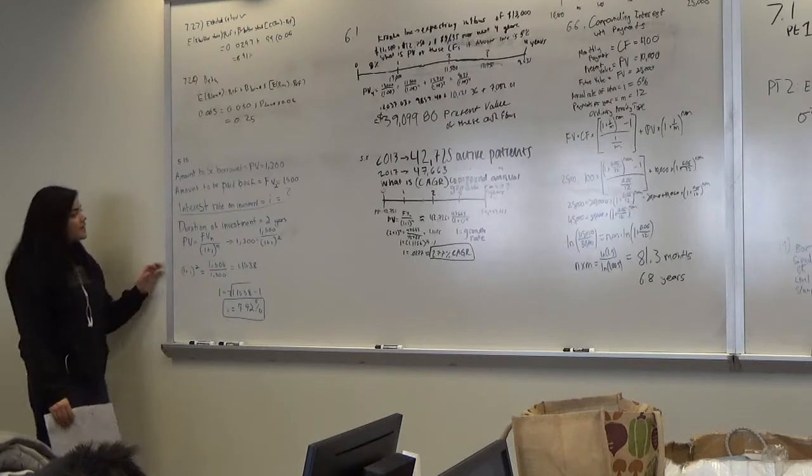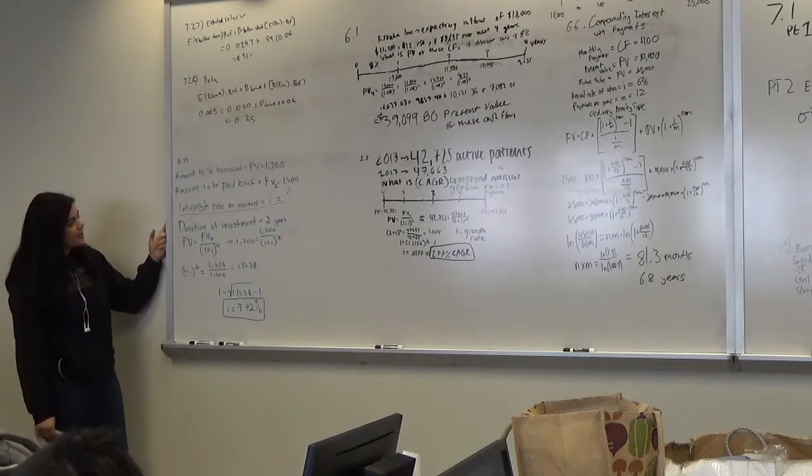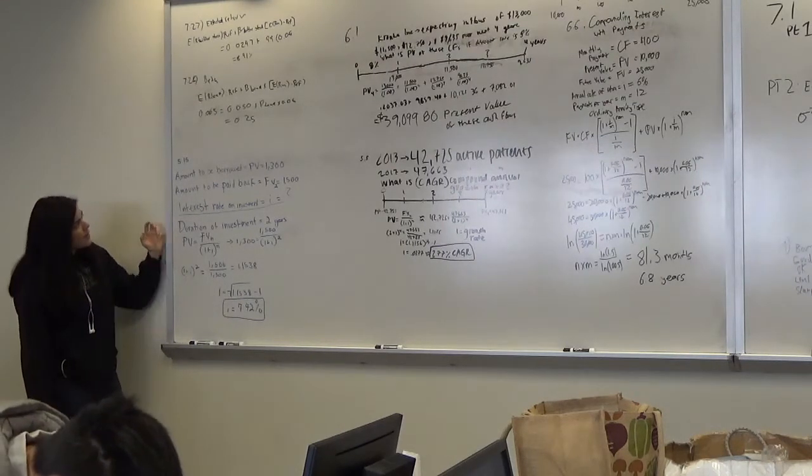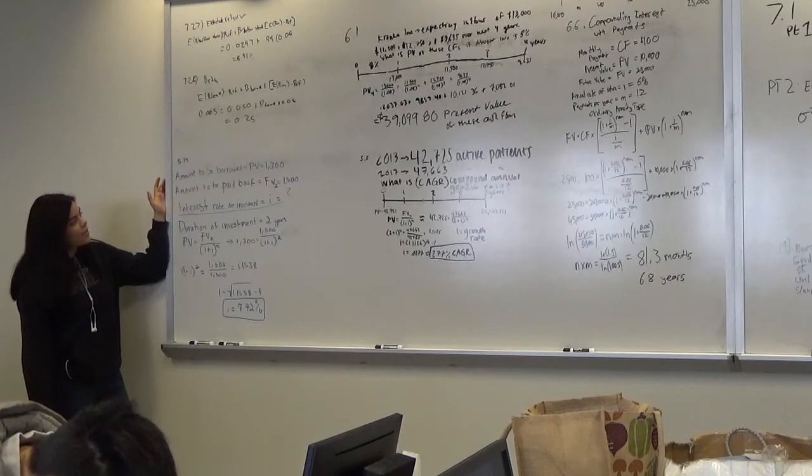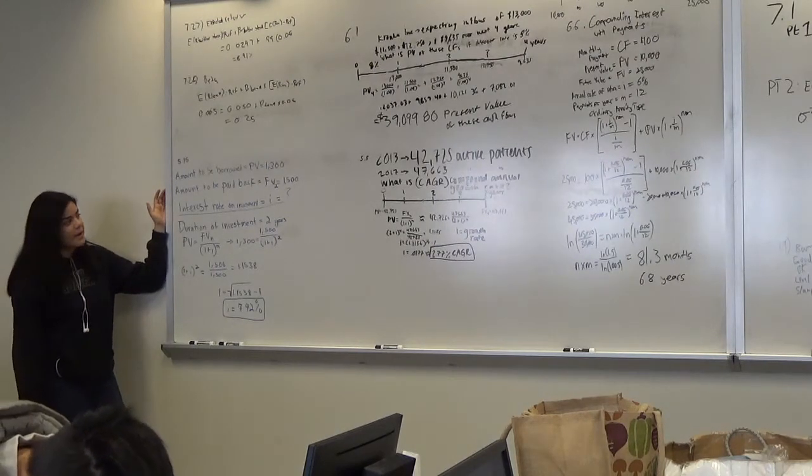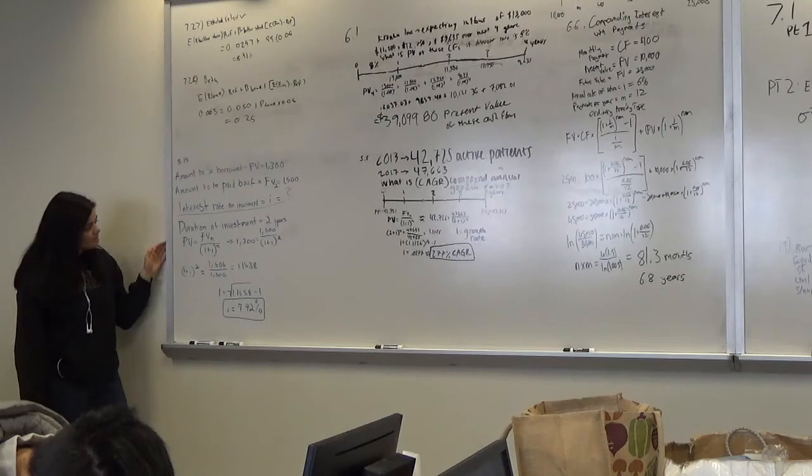Item 515, and you're just looking for the interest rate on the investment. It gives you the amount you're going to borrow and then the amount that you have to pay back at the end of 2 years.